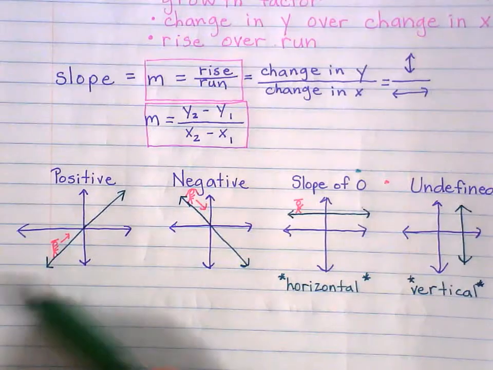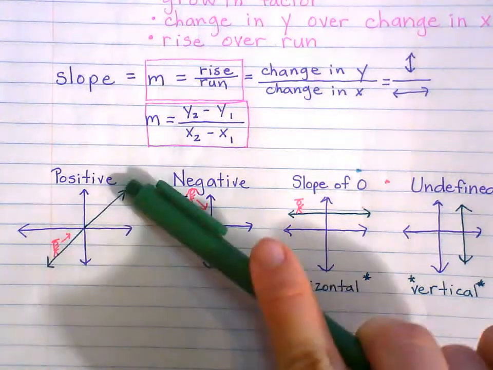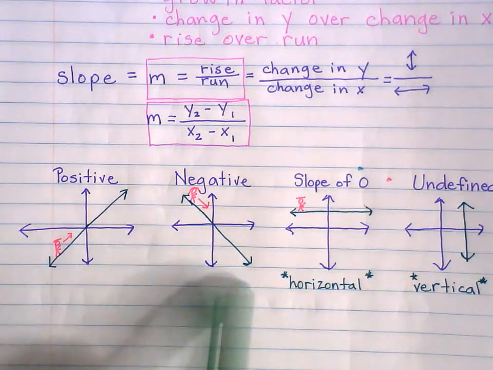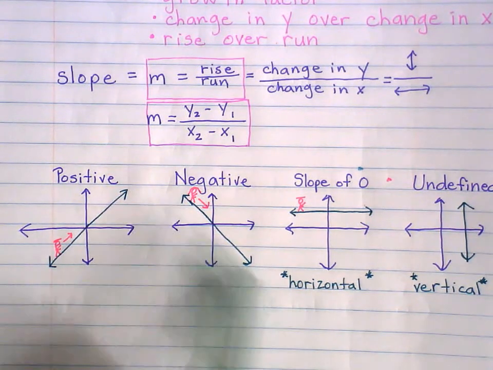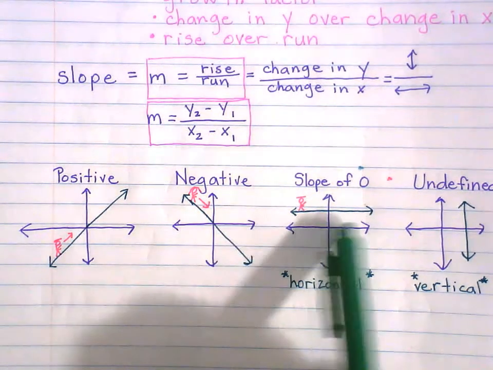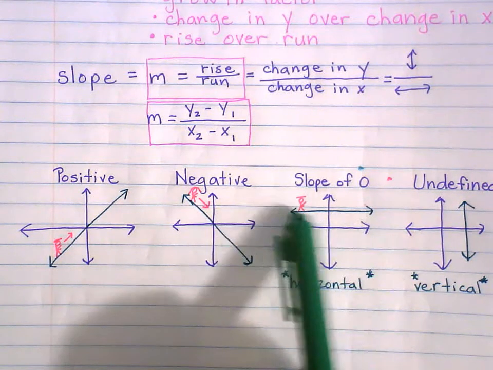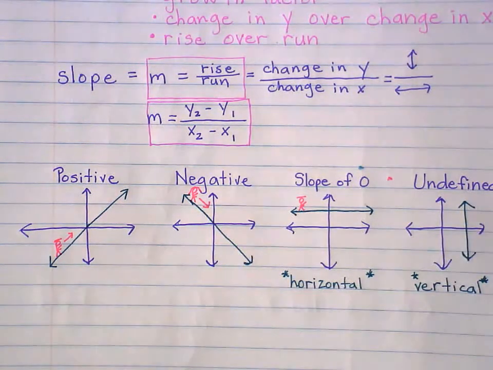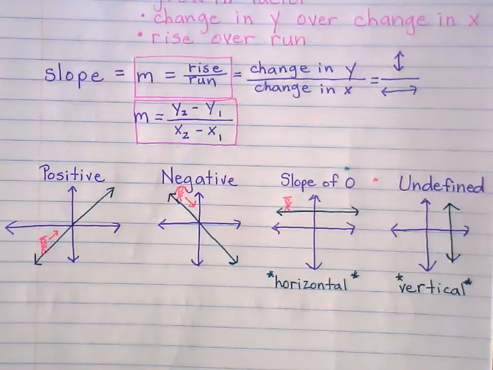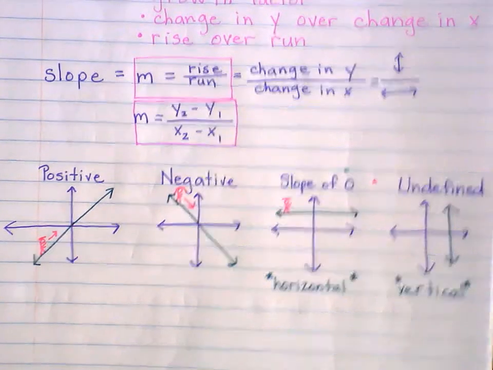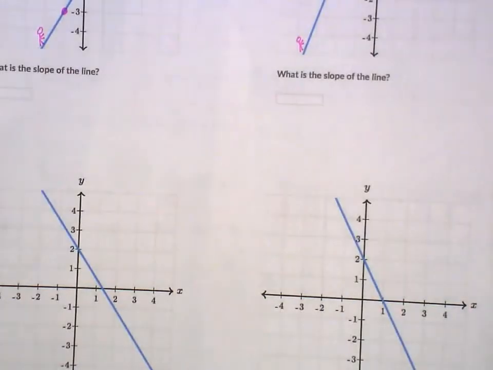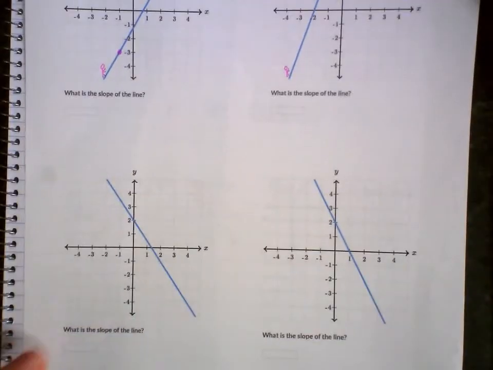So positive slope from left to right goes up. Negative slope from left to right goes down. You're running down it. Slope of 0, left to right, straight line. Undefined, vertical line. Now, this is the introduction to slope. So now we're going to practice solving 4 problems. And if you want this handout, just let me know and I can send it to you.